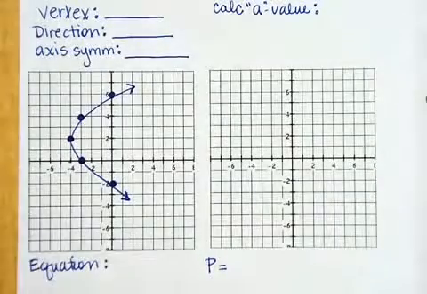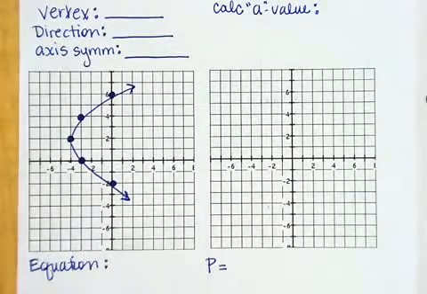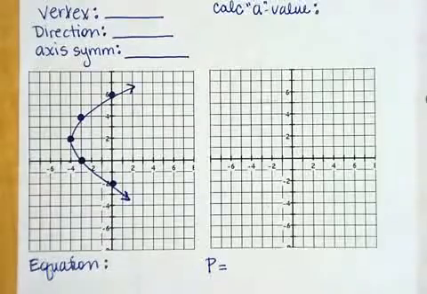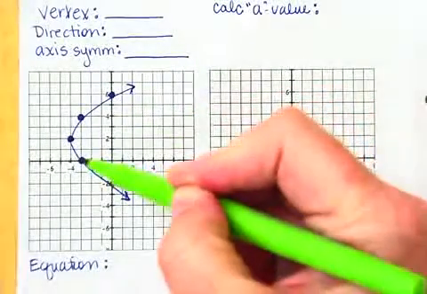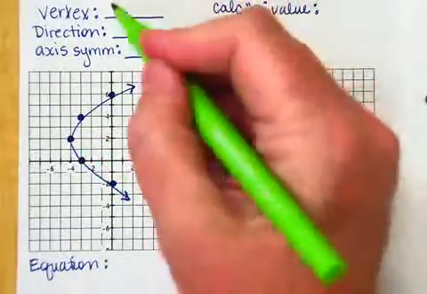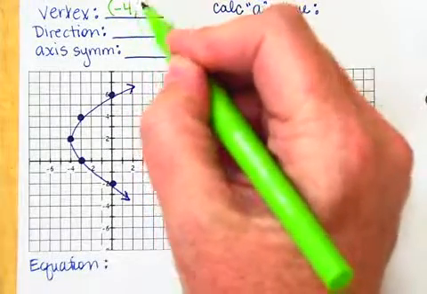So now that you have this copied down, let's go ahead and find the different pieces. Let's start with the vertex of the parabola. 2, 3, 4, 1, 2. So -4, 2.